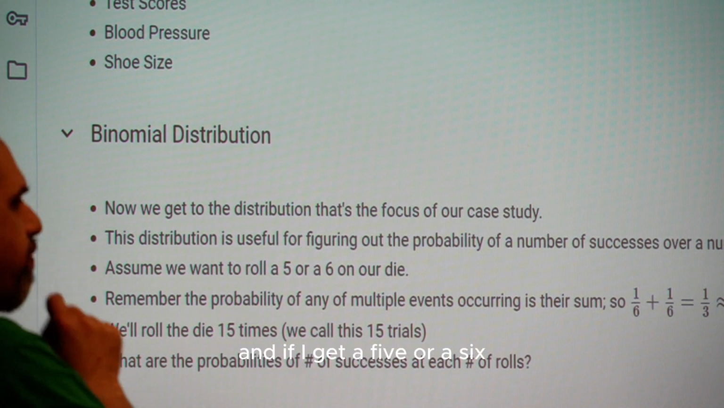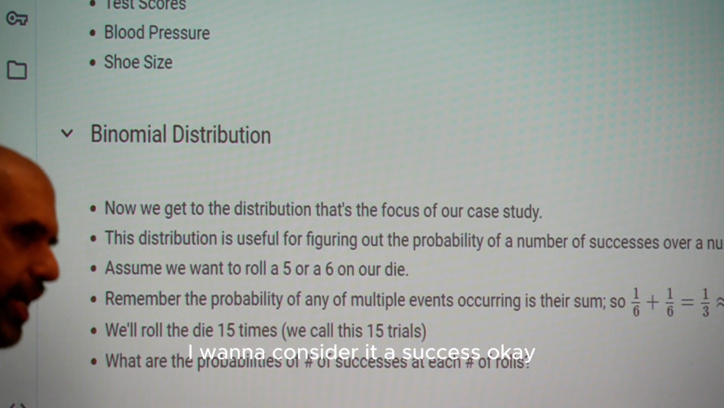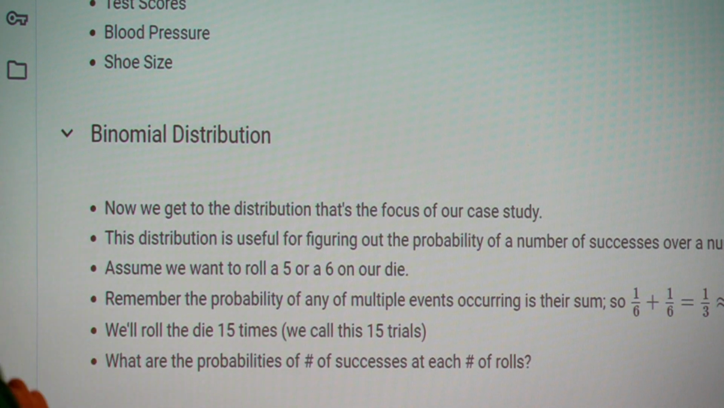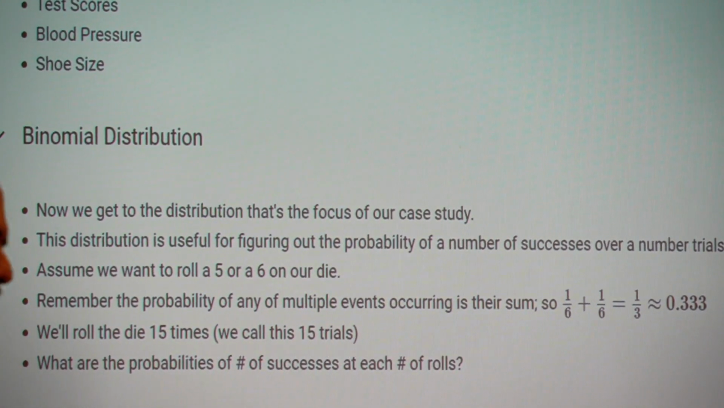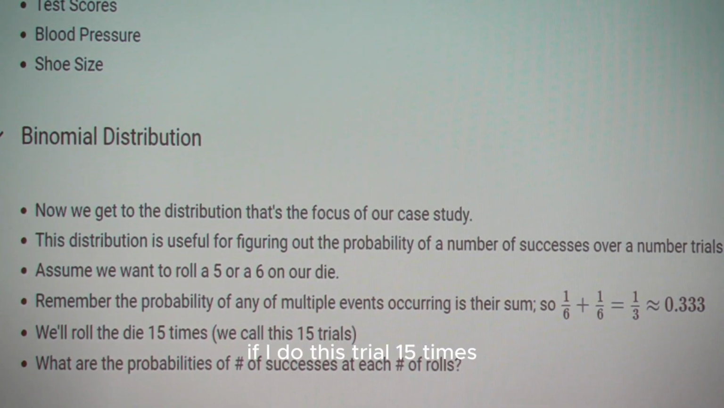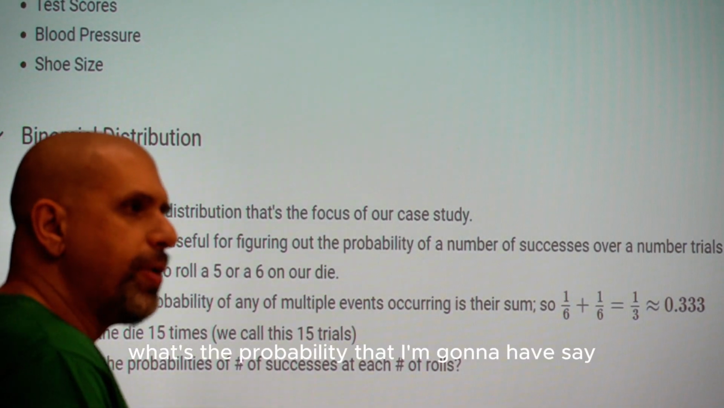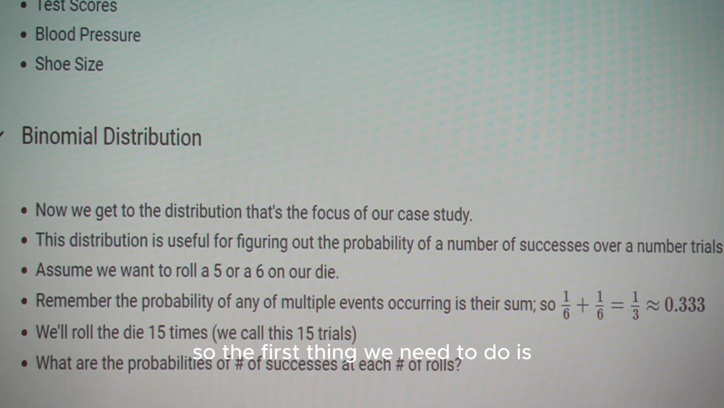And if I get a 5 or a 6, I want to consider it a success, a successful outcome. If I get anything else, a 1 through 4, I'm going to consider it a failure. And so I'm interested in knowing, if I do this trial 15 times, what's the probability that I'm going to have, say, no successes, 1 success, 2 successes, through these 15 runs?